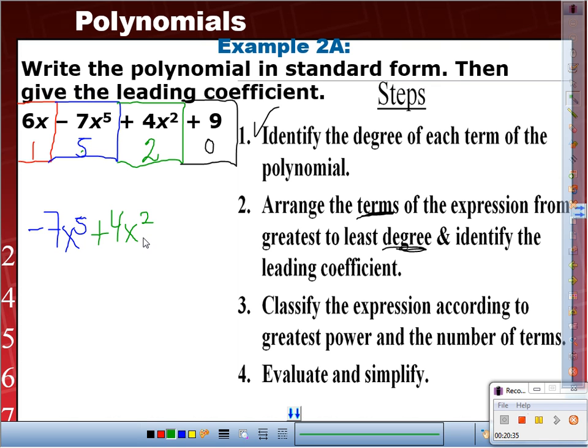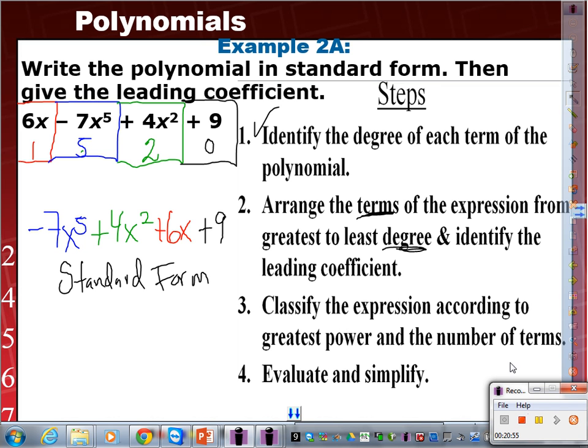There it is. What would be the next degree? 1. So what is that term? Plus 6x. And my last term is plus 9. This is what we call standard form. Copy that, please.